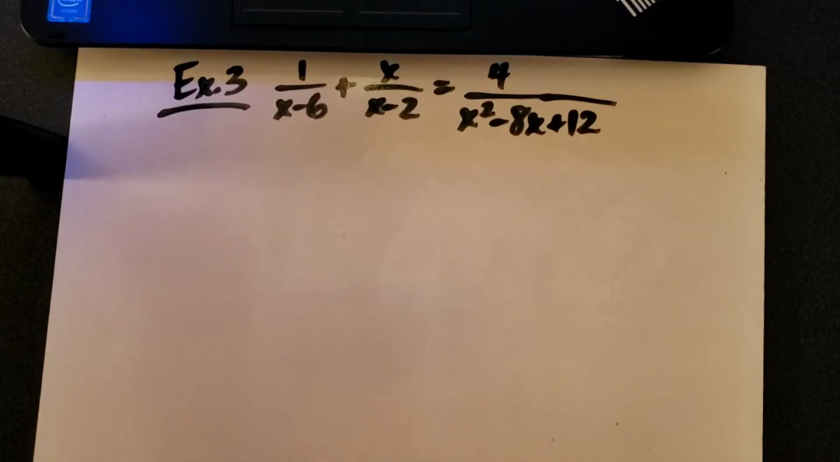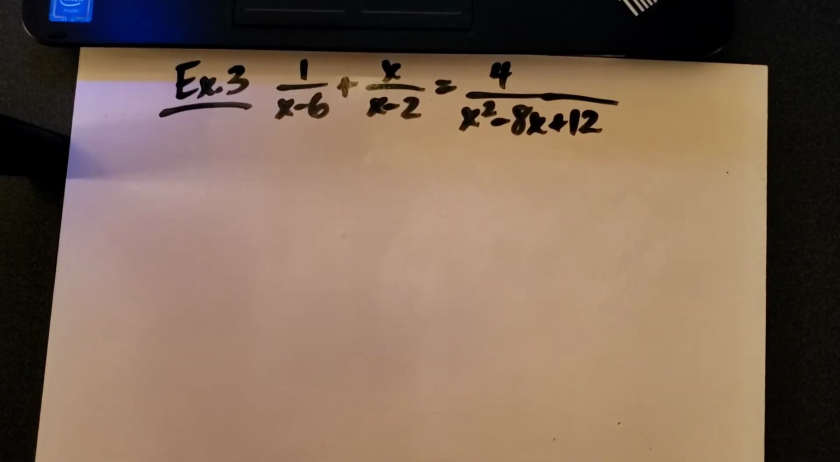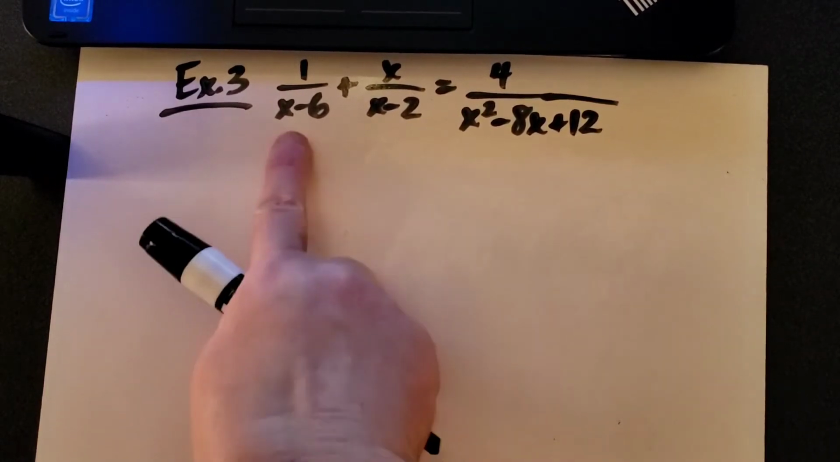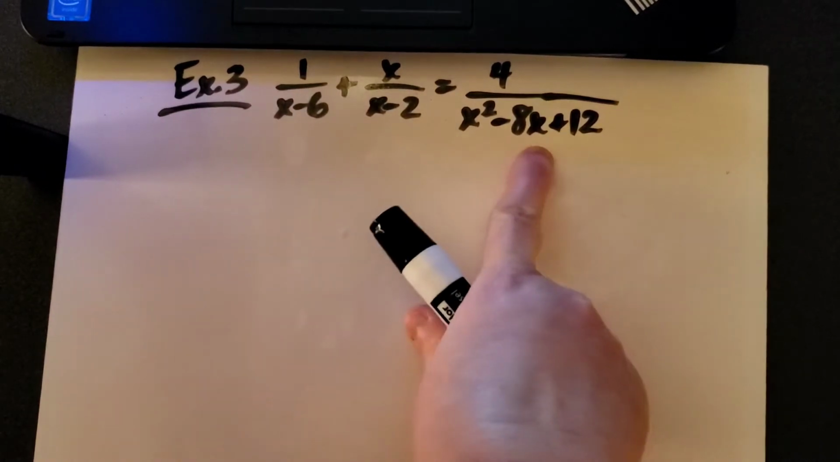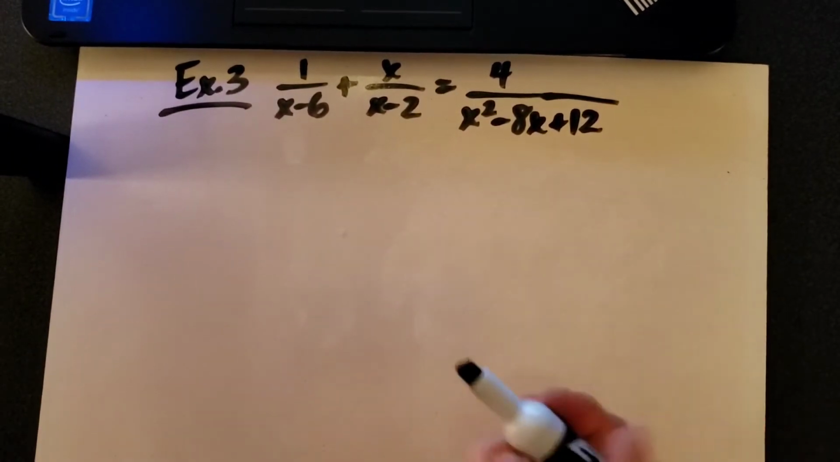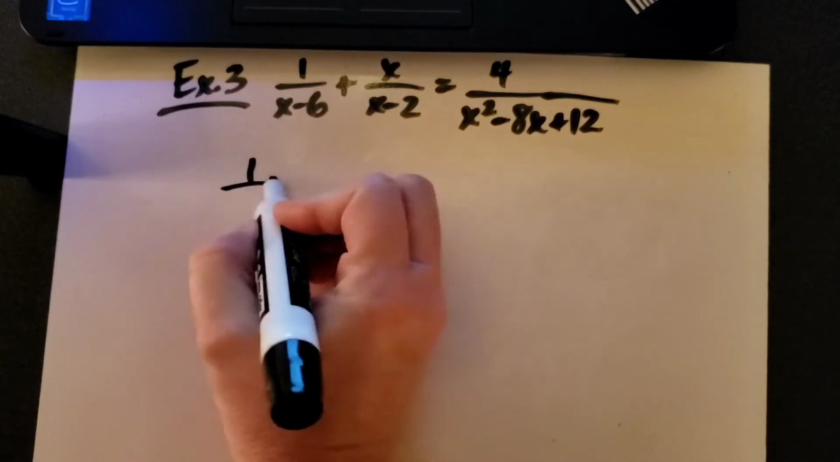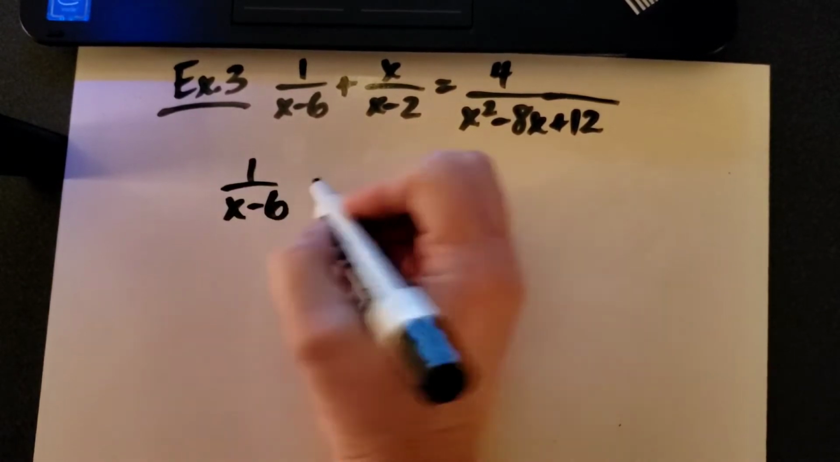Okay, here we go with example 3 from the notes on April 15th. Again, step 1 says to factor all numerators and denominators if necessary. There's nothing to factor here or here, but there absolutely is something to factor here. So I'm going to rewrite the left-hand side of the equation.